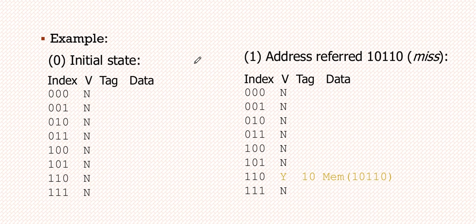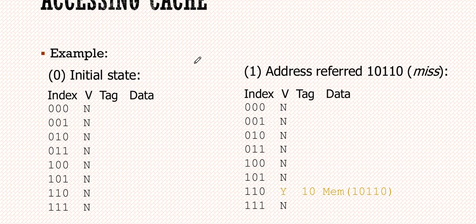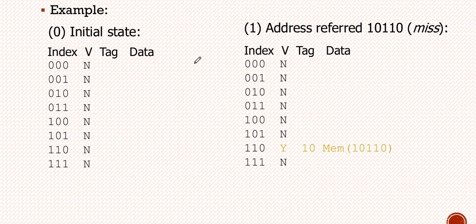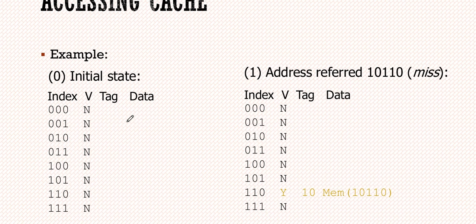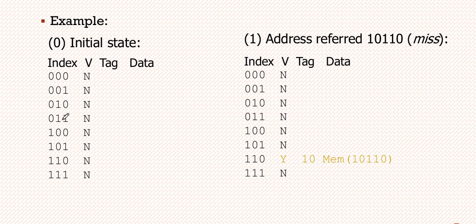Now here is an example. We have a cache, and this is the initial state of the cache. We've not gotten into the cache in detail, but just take note: caches don't store their index. Just like memory doesn't store its location, we can infer the location from how we access it. So these are the memory locations in the cache, the index.